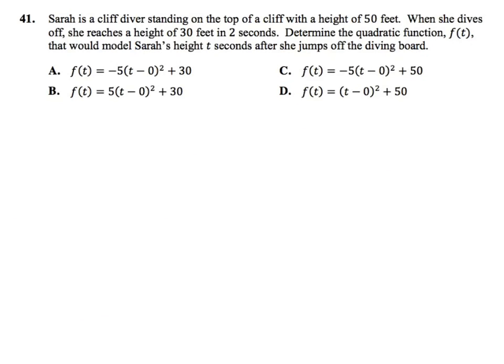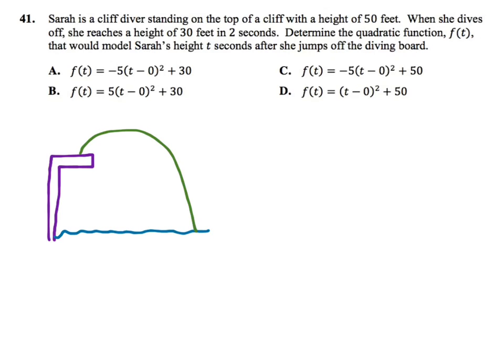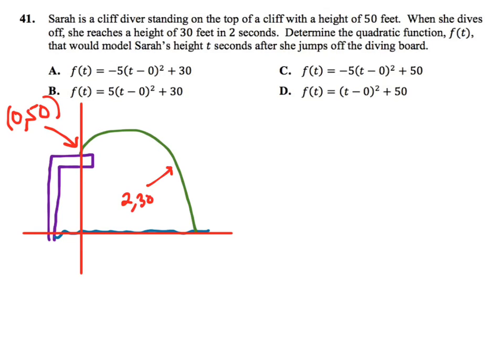So this one puzzled me for a little bit. Maybe it didn't you guys. Sarah's a cliff diver standing on top of a cliff with a height of 50 feet. So let me draw my picture. There we go. When she dives off, she reaches a height of 30 feet in 2 seconds. So there we go. There's where she's starting, 0, 50, right? And we know that somewhere out 2 seconds, whether it's up here or somewhere down here, she reaches that height. But I don't know what the vertex is.